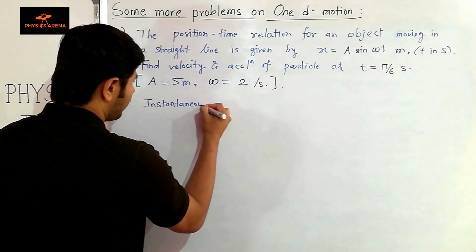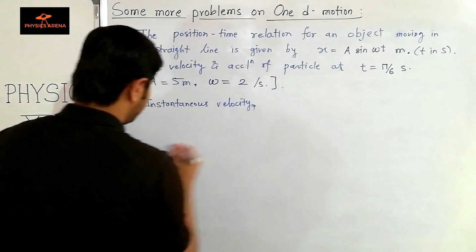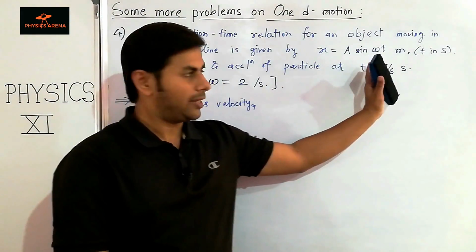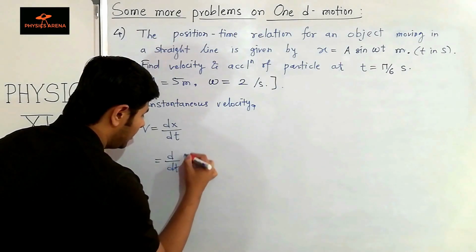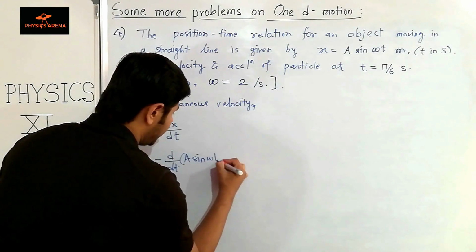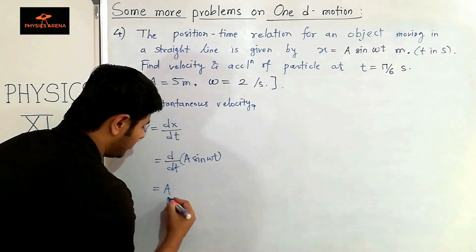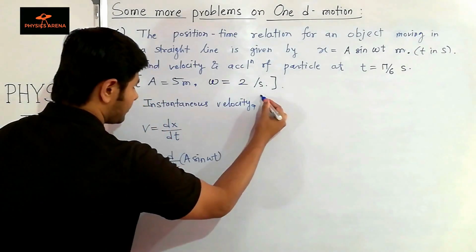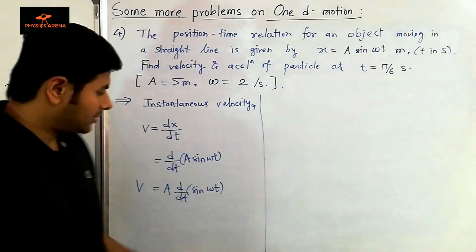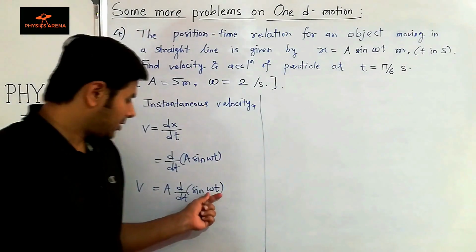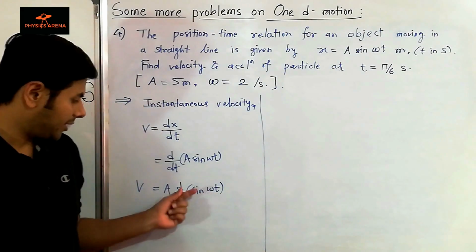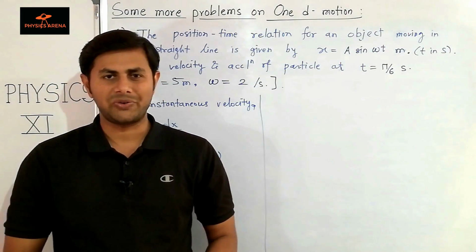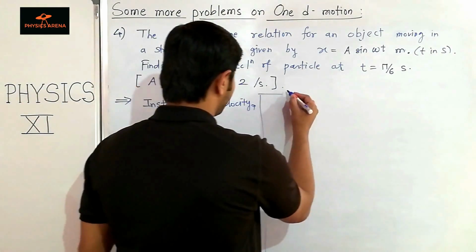Instantaneous velocity is given by v equals dx by dt. Let's substitute that value of x. So we get d by dt of a sine omega t. a we will take outside, so it's a times d by dt of sine of omega t. Now how to find this derivative? It is a function of omega t and we have to take its derivative with respect to t only. So if you are saying chain rule, then you have guessed it right. So let's recall our chain rule.